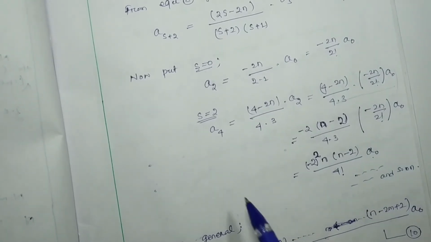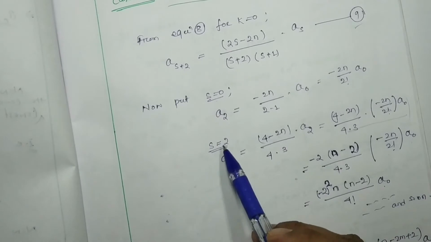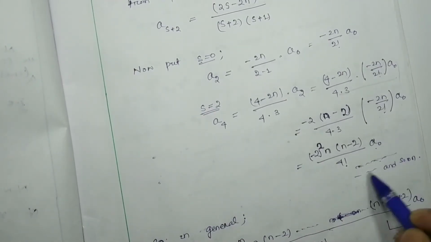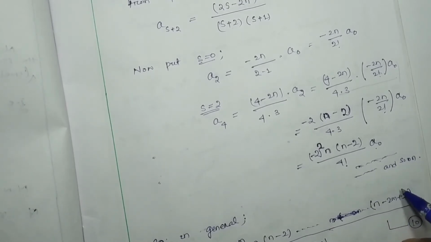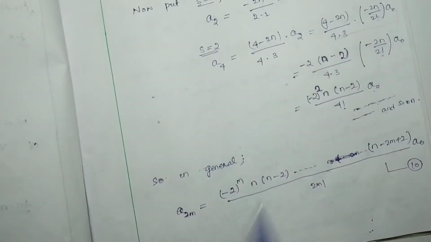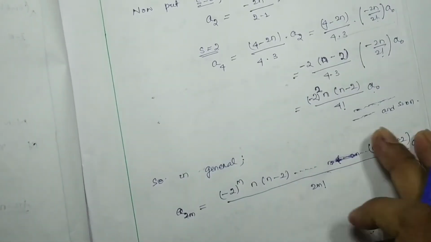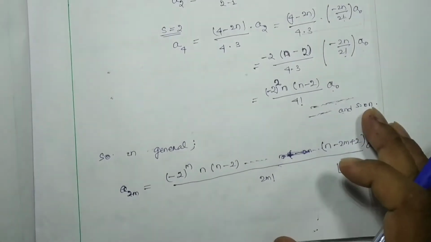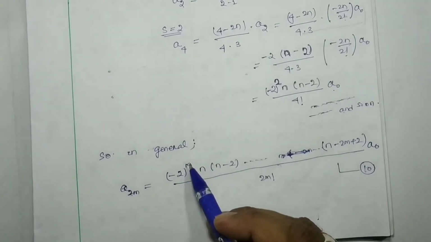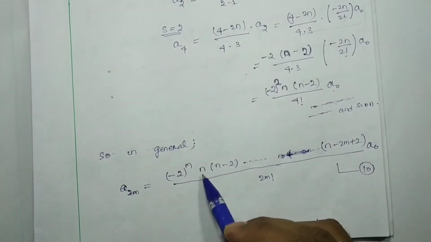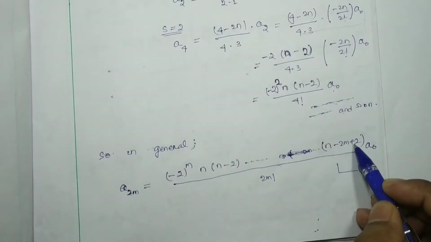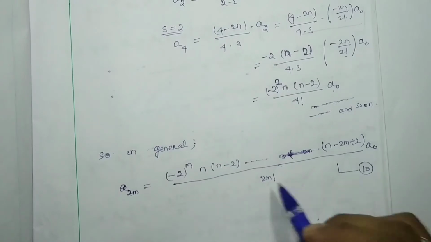Likewise, we can consider for s equal to 4, then we can find the a6 value, and all the even values we can find in this way. So here I have written dot dot dot and so on. So in general, a2m, the even coefficients, in general what can we write? We can write minus 2 to the power m into n into n minus 2 dot dot dot n minus 2m plus 2 into a0 by 2m factorial.